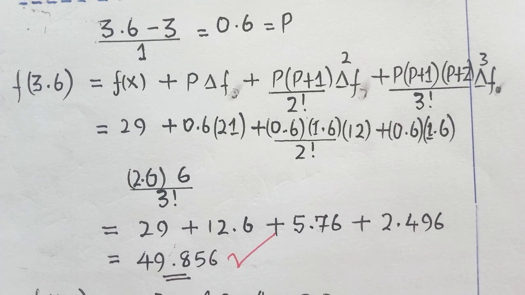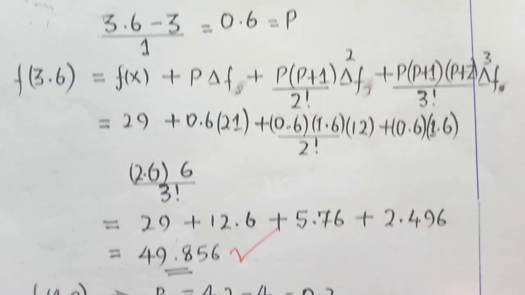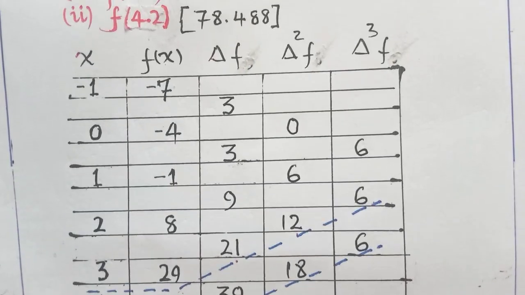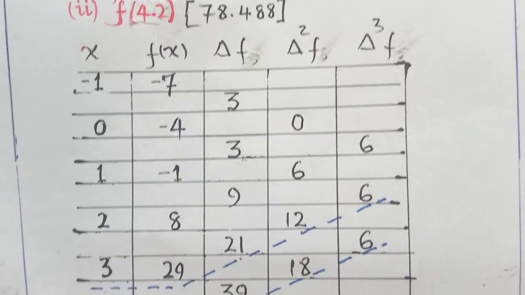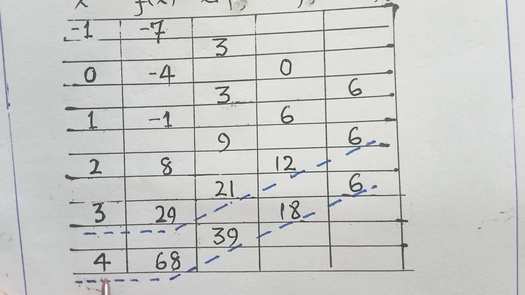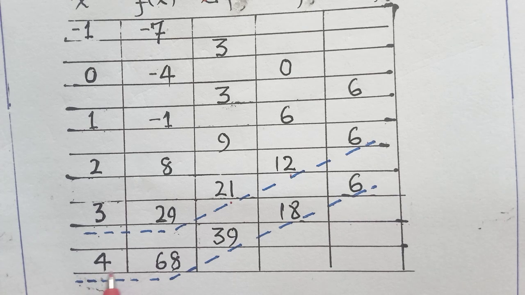Then we go to F4.2. For F4.2, we come to our table yet again. We look at it. Where do we find 4.2? We find it is actually outside the table, but now it is nearer to 4. So if it is nearer to 4, then this is going to be our initial value.